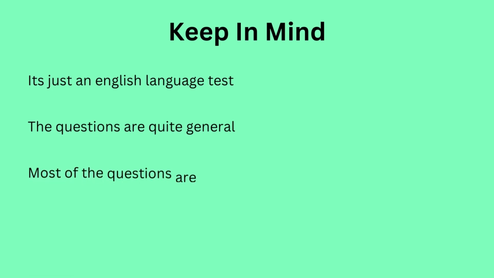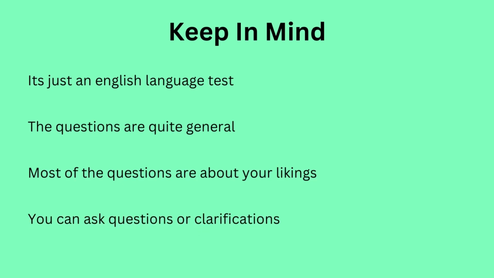Next up, most of the questions are about your liking. So he will ask you what type of means of transport do you like, what type of entertainment do you like. Mostly they are questions about your likings and what you prefer in that topic. And lastly, just like the first part of the conversation, you can ask the examiner any question you want, or if you need a clarification, you can ask him to repeat the question or to explain the question if you don't understand it.